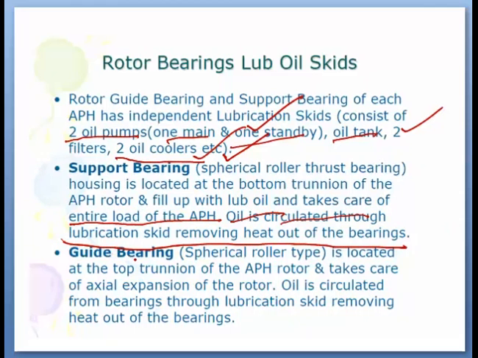Then the guide bearing is a spherical roller type of bearing, and it is located at the top trunnion of the air preheater rotor. It basically takes the axial expansion of the rotor. Because of the heat, there may be thermal expansion in the axial direction. So the guide bearing takes care of the axial expansion, and the support bearing is basically to take the load.